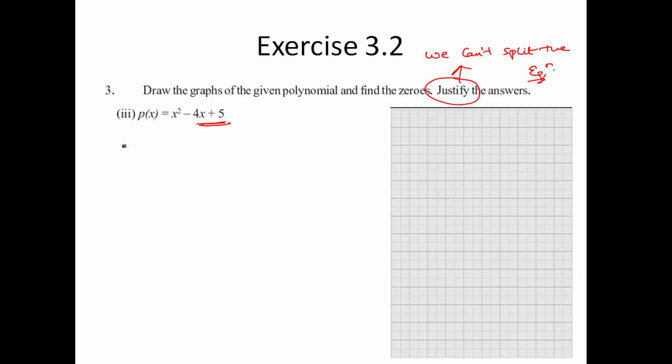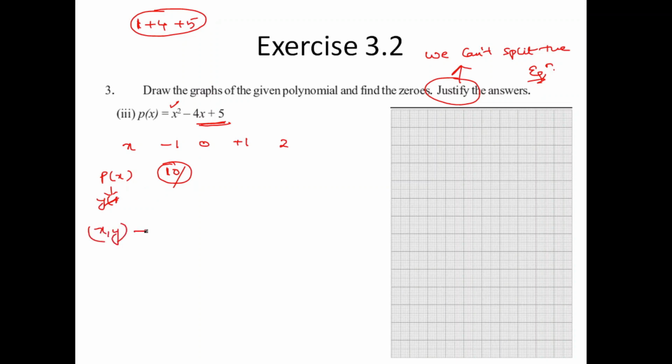For this, I will check the values for different x's. That is, -1 I'll consider, 0 I'll consider, plus 1 I'll consider, and 2 I'll consider. That could be enough, right? And p of x is drawn on the y-axis. So when I'm substituting -1 here, the resultant is what? 1 plus 4 plus 5. If I'm adding up all this, the resultant is how much? 10, right? So when I'm taking the x comma y coordinates, that would be -1 comma 10 here.